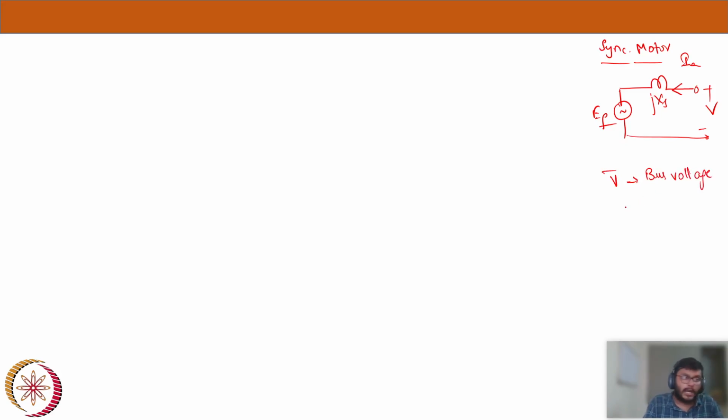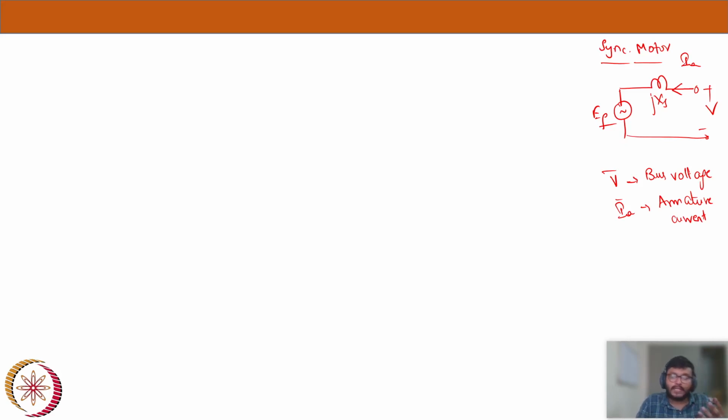Bus voltage, and your IA here is the armature current. And okay, this is the per phase equivalent circuit for a synchronous motor.